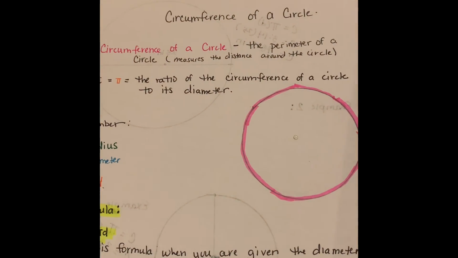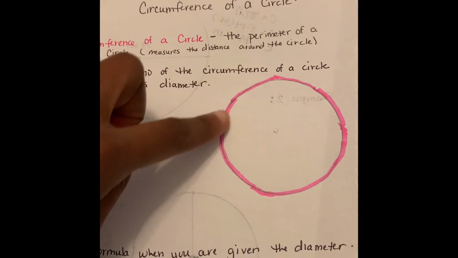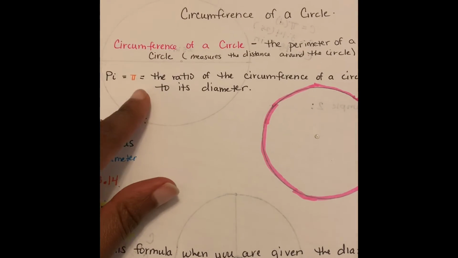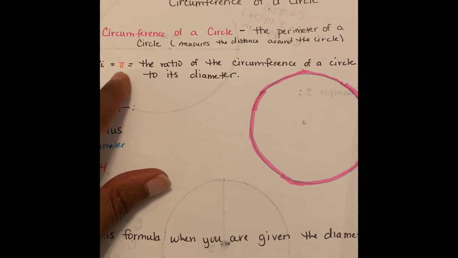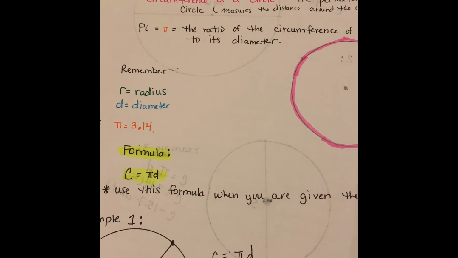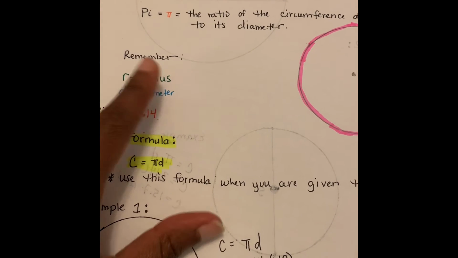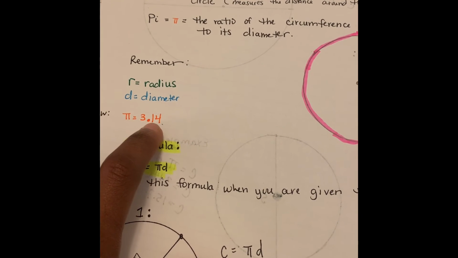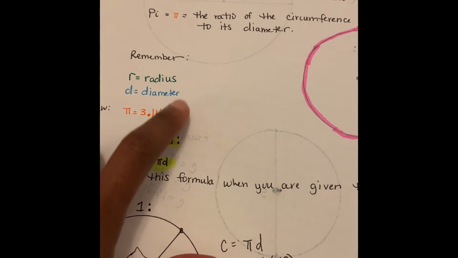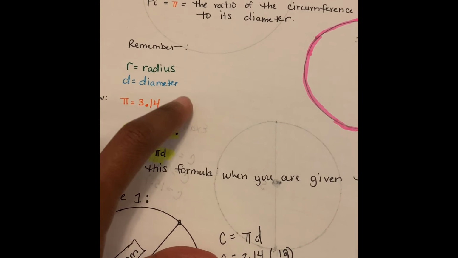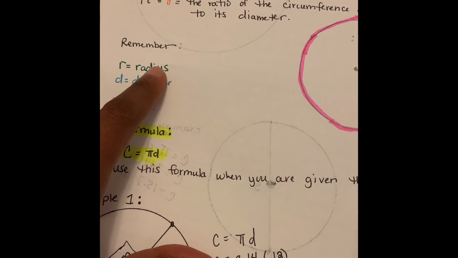So remember, the circumference of a circle is the perimeter of a circle, meaning it is the amount or the distance around. Pi, which is this symbol, is the ratio of the circumference of a circle to its diameter. Remember, R equals radius, D equals diameter, and pi is equal to 3.14. These three things are very important to remember.